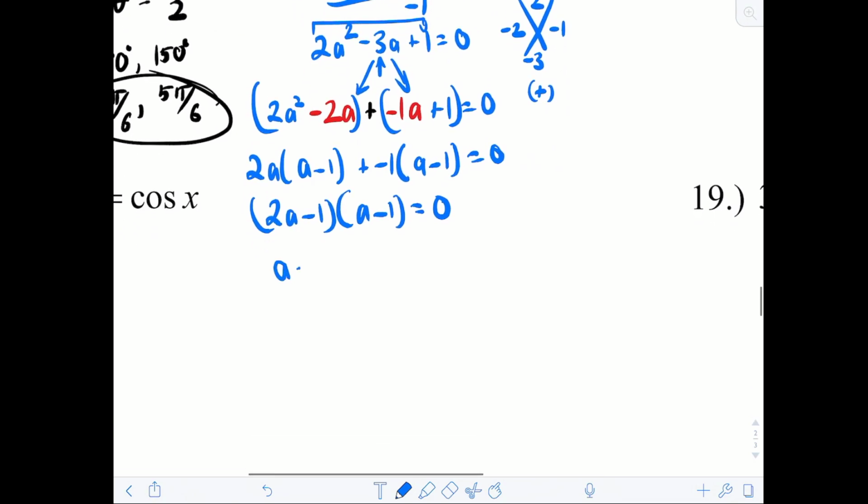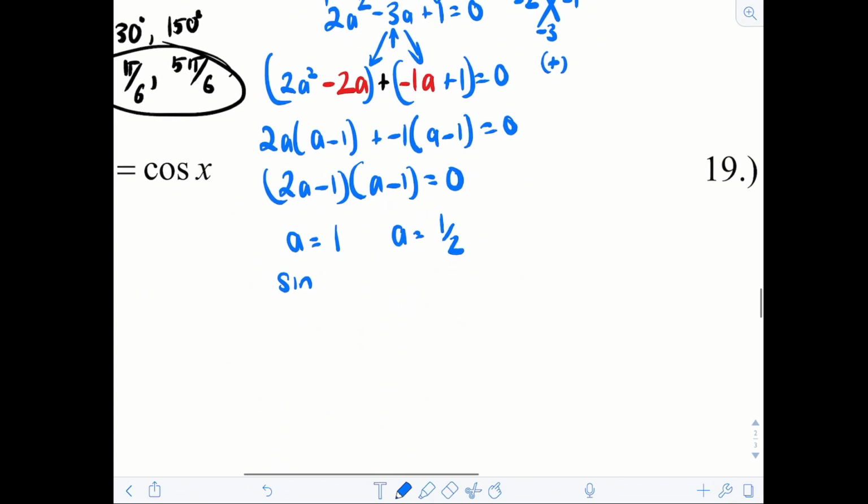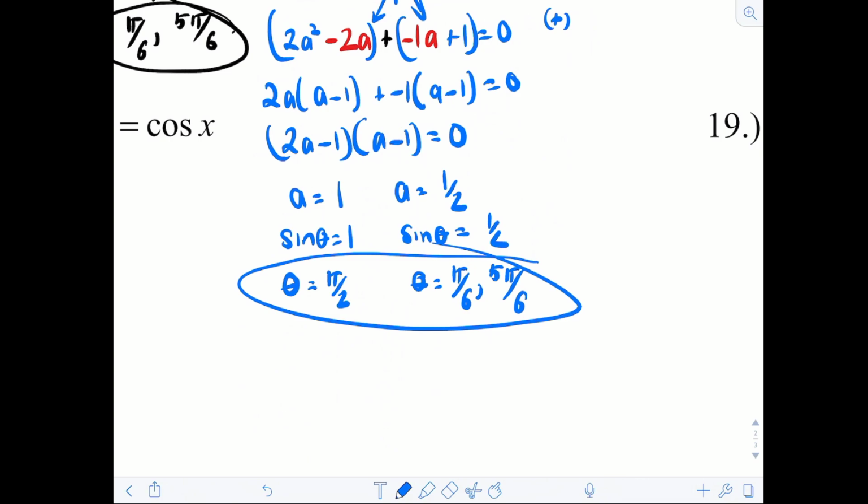And then a is going to be equal to 1, a is going to be equal to 1/2, just to save some time. And then say sine of theta, I think this was theta, is equal to 1, and sine of theta is equal to 1/2. Theta in this case is going to be equal to pi over 2. And I think that's it. And then this is going to be pi over 6 and 5 pi over 6, going back towards that 1/2 again. And those are my values.